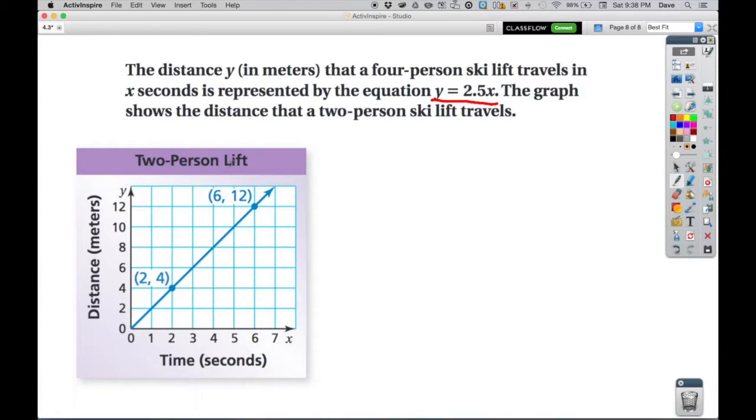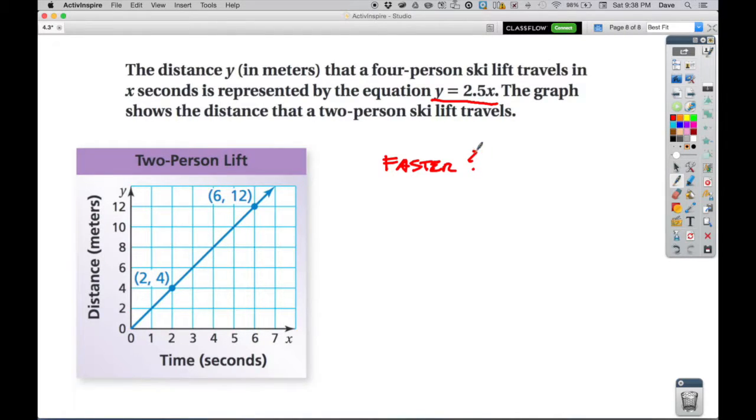Now the graph shows a different thing. It shows a 2-person lift as opposed to a 4-person lift. Alright, and we want to see, in this case, and the question's missing here, you should probably write it in, but the question that we're asking is, which of these is the faster lift? Okay, so the number of people we actually don't care about. What we care about is which one's the faster ski lift. Is it the 4-person ski lift or the 2-person ski lift?